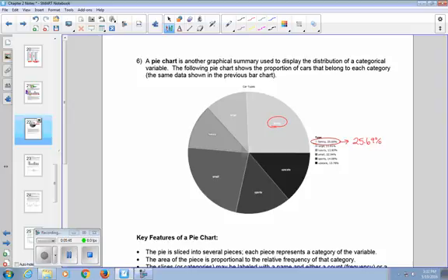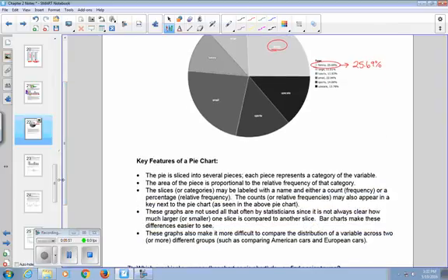Okay, so again, a pie chart is just another graphical summary used to display the distribution of a categorical variable, and this pie chart shows the proportion of cars that belong to each category. Some key features of a pie chart: the pie is sliced into several pieces. Each piece represents a category of the variable. The area of the piece is proportional to the relative frequency of that category. The slices or categories may be labeled with a name and either a count, the frequency, or a percentage, which is called the relative frequency. The counts or relative frequencies may also appear in a key next to the pie chart, and that's seen in the above pie chart. So again, here's our key.